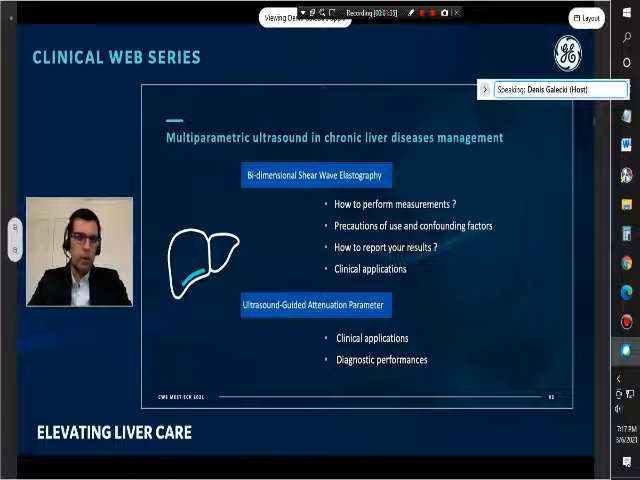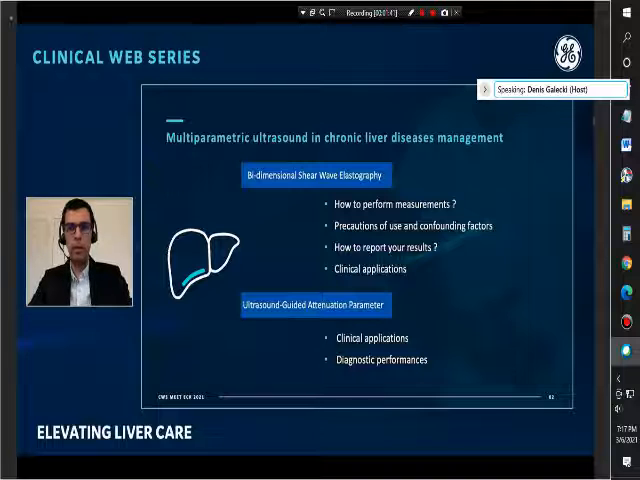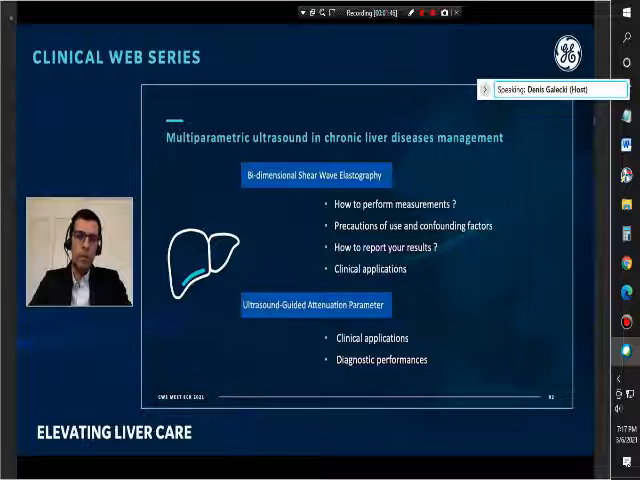So in this talk, we will deal mainly with two recent diagnostic tools that have been implemented on the Logic E10 device. First, the bidimensional shear-wave elastography module that performs an estimation of the liver stiffness, and second, the UGAP for ultrasound-guided attenuation parameter module that gives an estimation of the liver fat content. I've tried to focus on practical, simple, and clear messages that I hope will be helpful for your clinical practice.